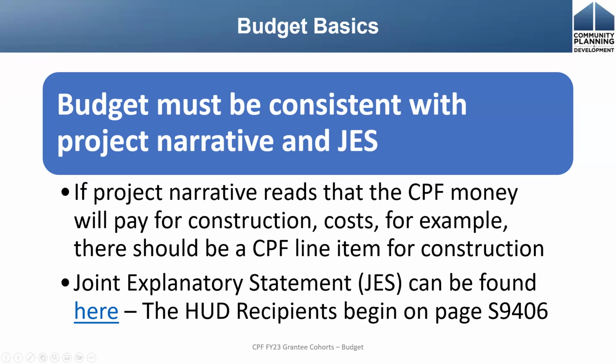So, for example, if your narrative says we're going to build something, there needs to be a line item for construction. If it says we're going to buy land, there needs to be a line item for acquisition. So the narrative needs to flow into the budget, and the narrative and the budget need to flow into the joint explanatory statement.